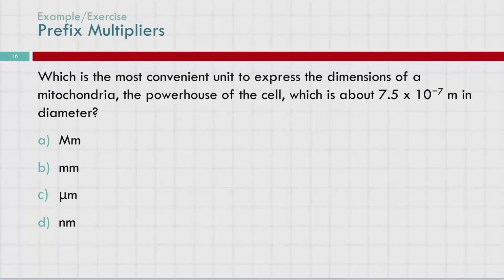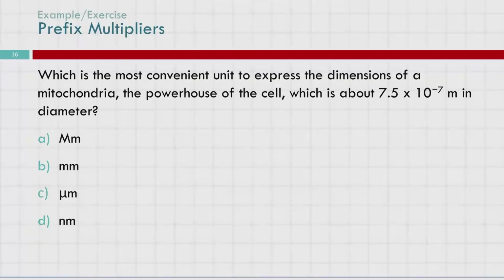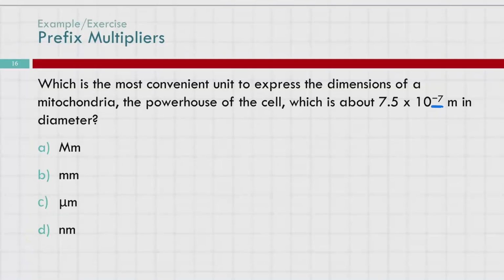This is the one that I don't particularly love. Halfway. So what is a convenient unit to express the dimensions of a mitochondria, the powerhouse of the cell, which is 7.5 times 10 to the minus 7 meters in diameter? So we want to pick one of these 4 units that's convenient for thinking about the size, the 7.5 times 10 to the negative 7 meters in diameter. So we want a unit that's similar to this 10 to the minus 7. So let's go look at our prefix table and find something that's like 10 to the minus 7.